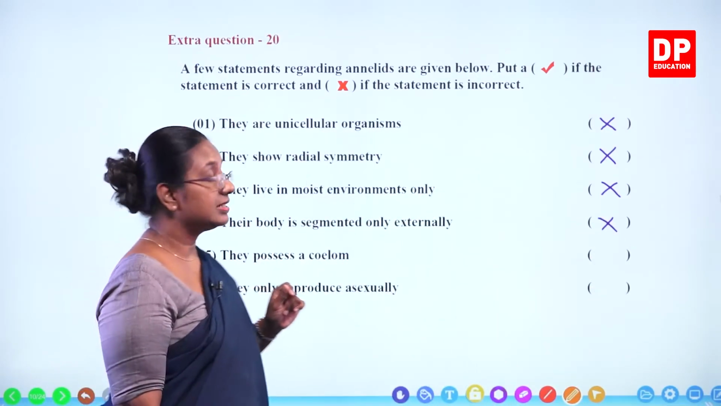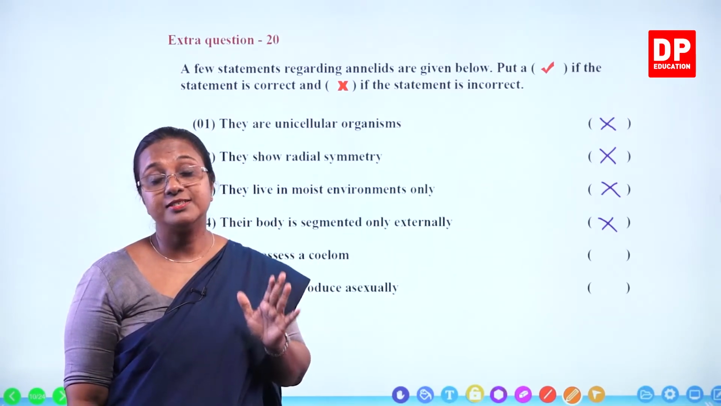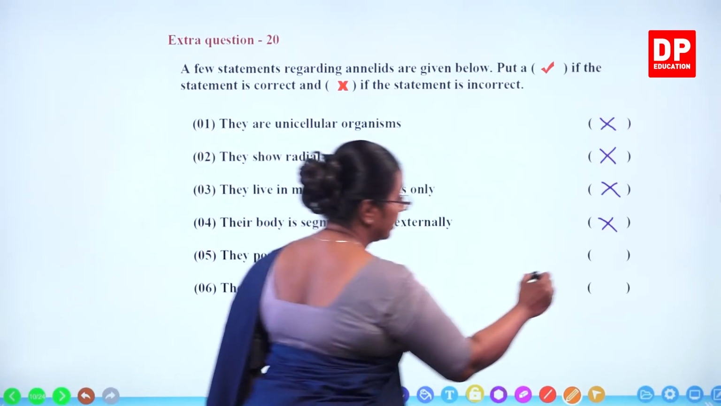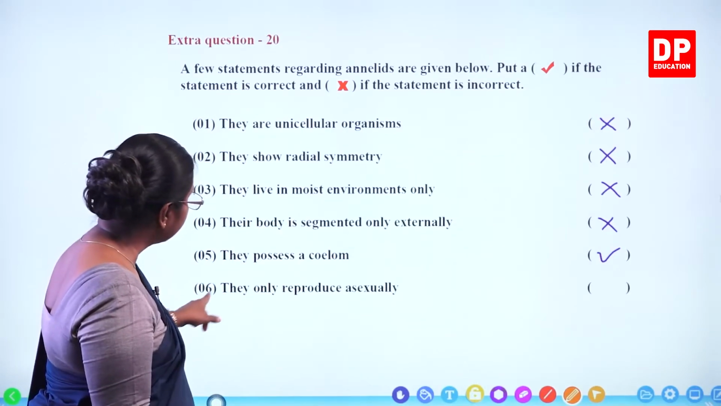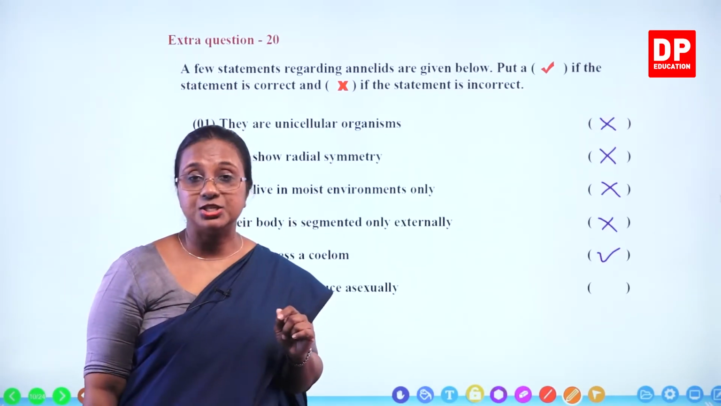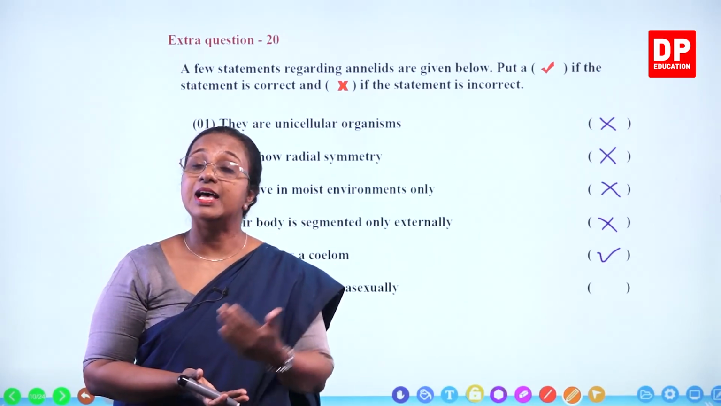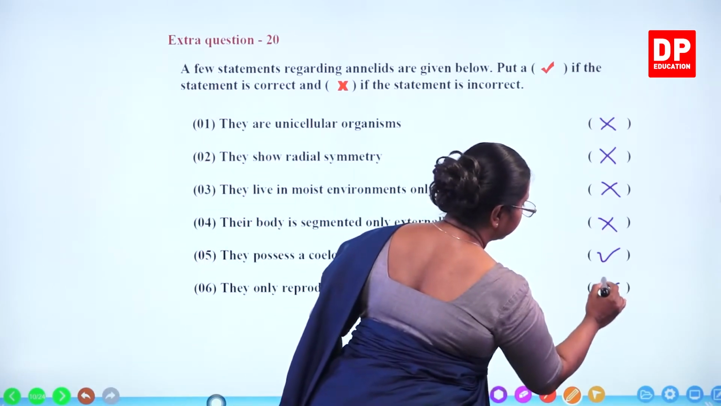They possess a coelom. That of course is correct. Those are the first organisms to evolve a body cavity known as the coelom. So, that is correct. Then we have the last one, they only reproduce asexually. So, that is wrong because they reproduce sexually as well as asexually. So, that is also incorrect.